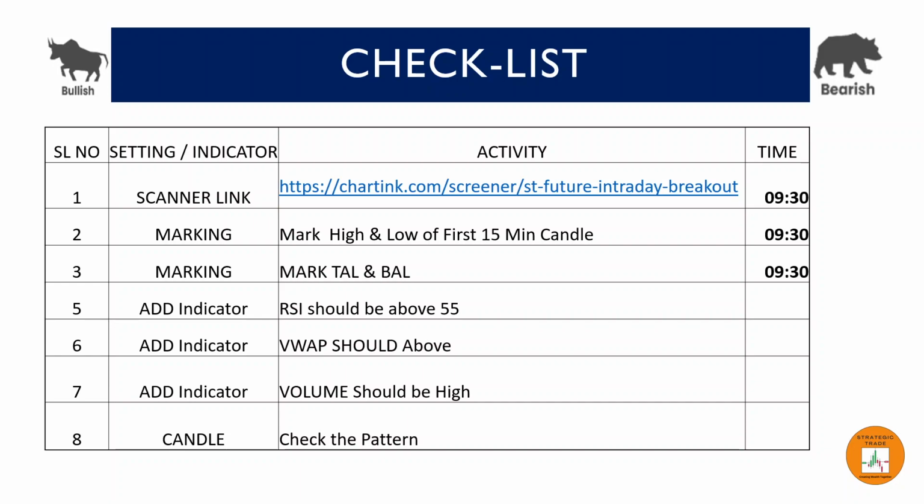Then VWAP should be above only. Volume should be in higher highs only, meaning candle to candle it should be higher. And we can check the pattern also, whether the previous pattern is favoring our setup, like bullish engulfing, morning star, or fisher bottom. These three patterns are important. Based on that pattern also, we can see if it is working or not. So now we will go to the scanner.